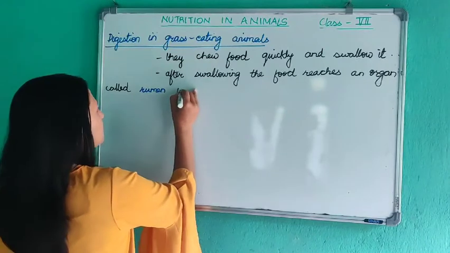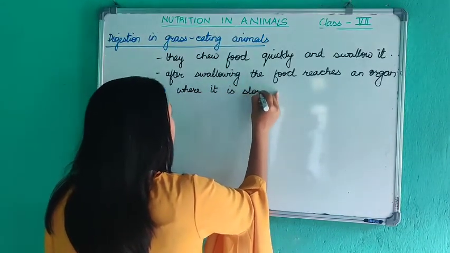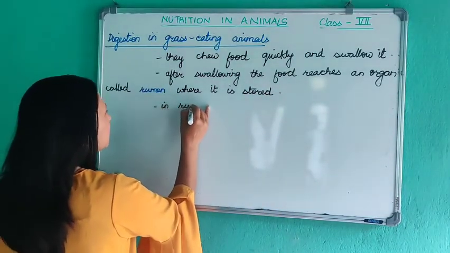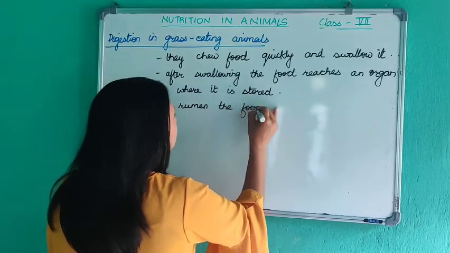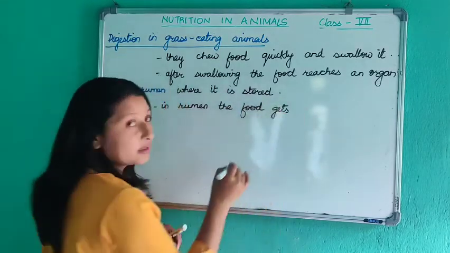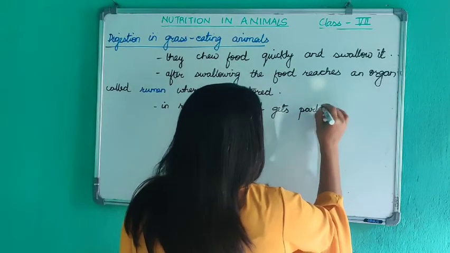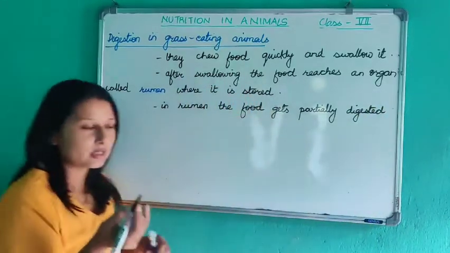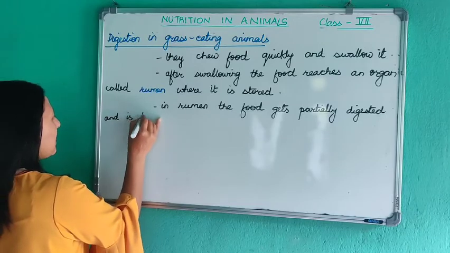Okay, and where it is stored. Store मात्रै हुँदैन, rumen मा चाहिँ the food gets partially digested. In rumen, the food gets partially भनेको अलिअलि, partially digested. This partially digested food then becomes cud. Right? Partially digested and is known as cud.